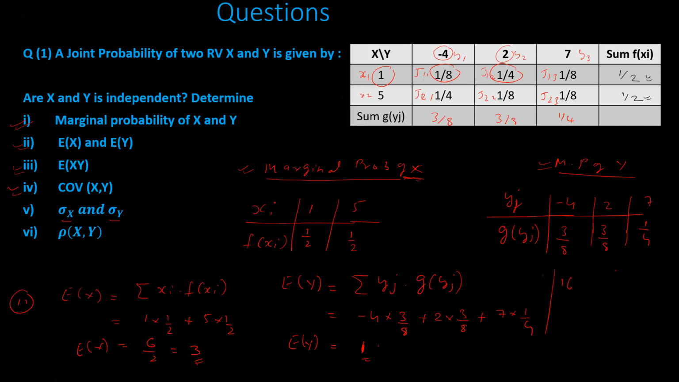So you will get minus 4 whole square. So you will get 16 into 3 by 8 plus 4 into 3 by 8 plus 7 into 7 is 49 into 1 by 4. So if you just calculate this quickly, what is the value you will get? I think I'm getting 79 by 4. 79 by 4. Just check it quickly. Is it 79 by 4?